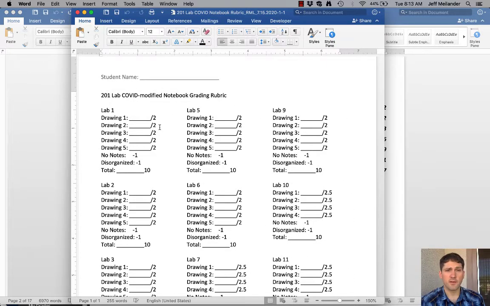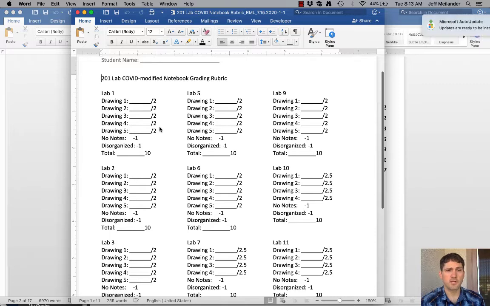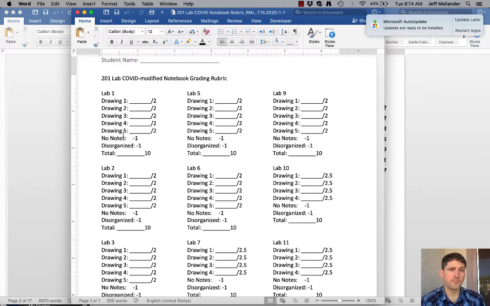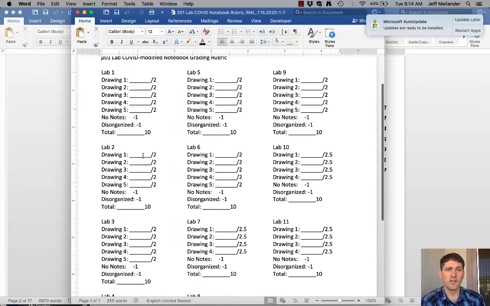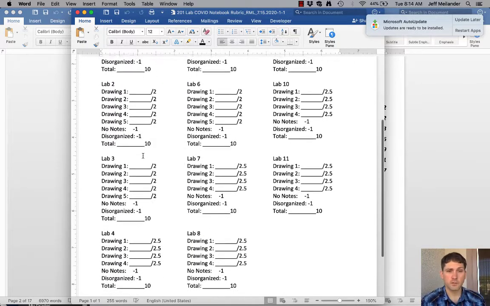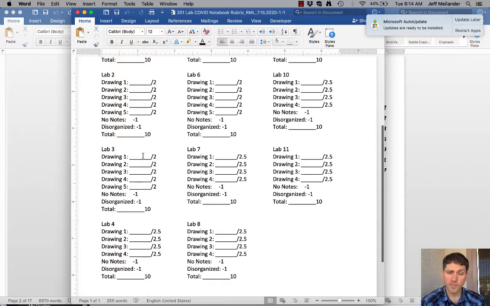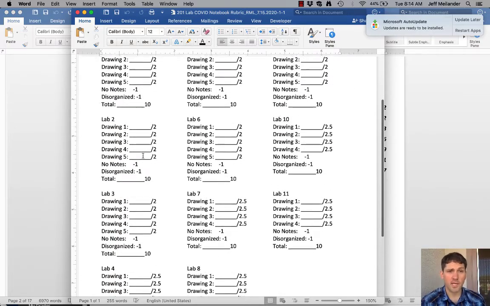But you can print this out for yourself during your grading, and you can look at, all right, drawing 1, 2 out of 2, 1 out of 2. If they don't have notes, you're subtracting a point. If it's disorganized, you're subtracting a point. Here's your total. This should help you make your grading go a little bit more quickly each week, because you're going to grade every lab each week.